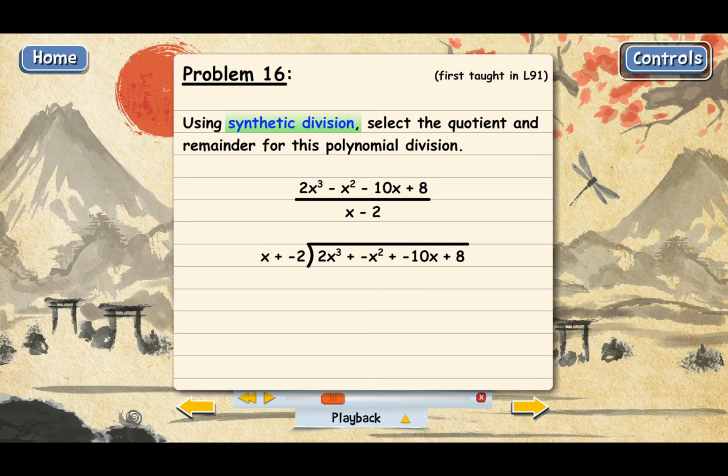You can't use synthetic division unless the coefficient of this x right here is equal to 1. If this had been 3x minus 2 or something like that, then we wouldn't have been able to use it.